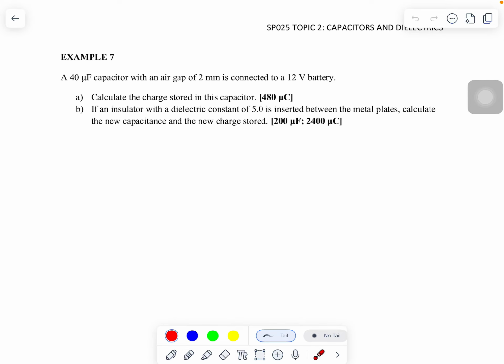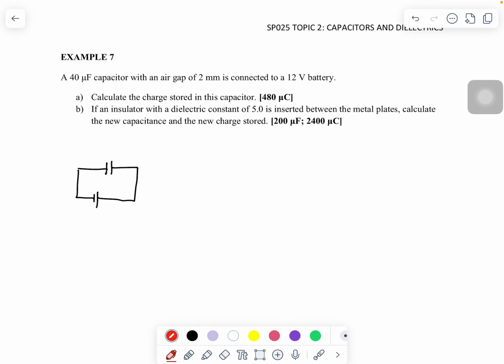Okay, let's look at example 7. A 40 microfarad capacitor with an air gap of 2 mm is connected to a 12 V battery. Okay, so kita ada capacitor with air gap. Okay, so dia boleh meletak dielectric lah di sini. Connected to a battery of 12 volt.